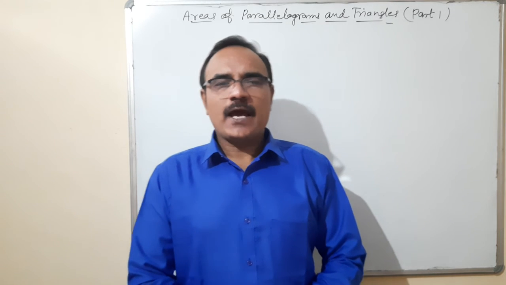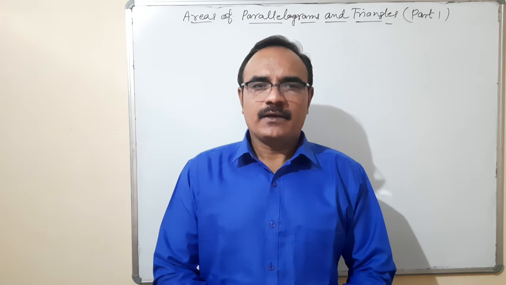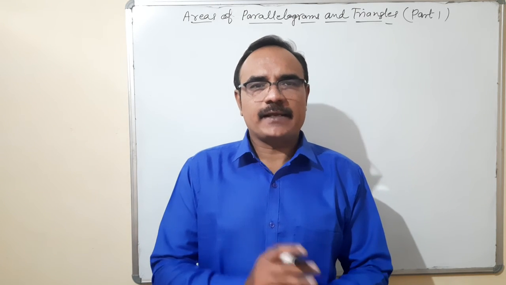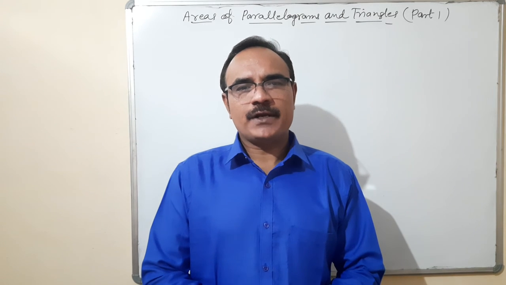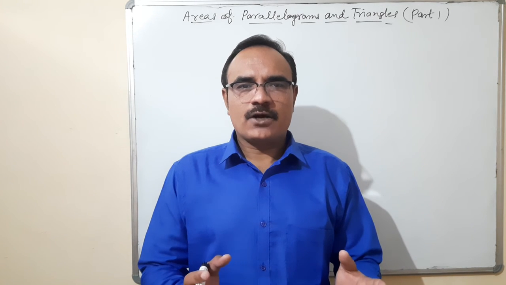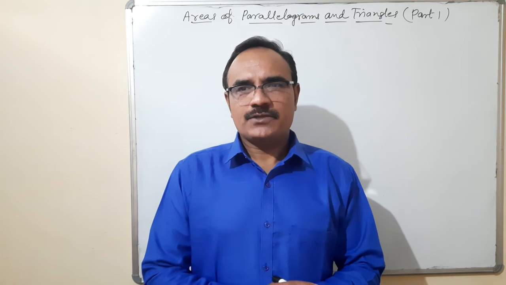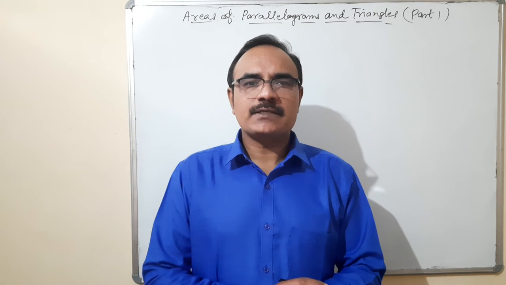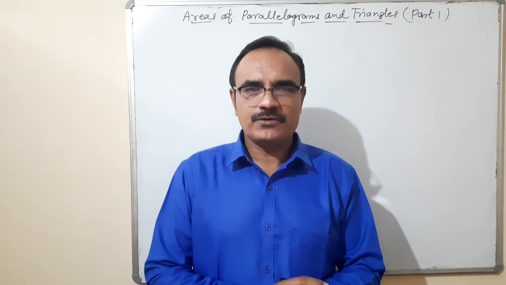Hello. Today I am starting a new chapter: Areas of Parallelograms and Triangles. As we know, if two triangles are congruent, that means they are exactly the same shape-wise and size-wise. So there's no doubt that if two triangles are congruent, they are equal in areas. This is the concept we have to use here.